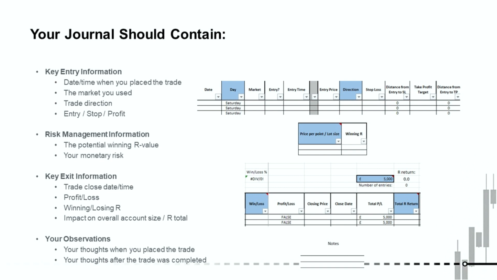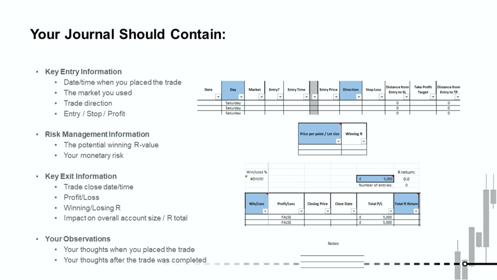As with entry info, key exit information is vital. Trading close date and time, same as trading entry, vital to have those things in there so we can go back and review. Self-explanatory, profit and loss should be on every journal just to understand that. Winning and losing R as well, keeping a tally of that. And to work out whatever the trade result was, whether it was a win or a loss, what's the impact on your overall account size? So then you can work out that new fluctuating 1% for your next trade.